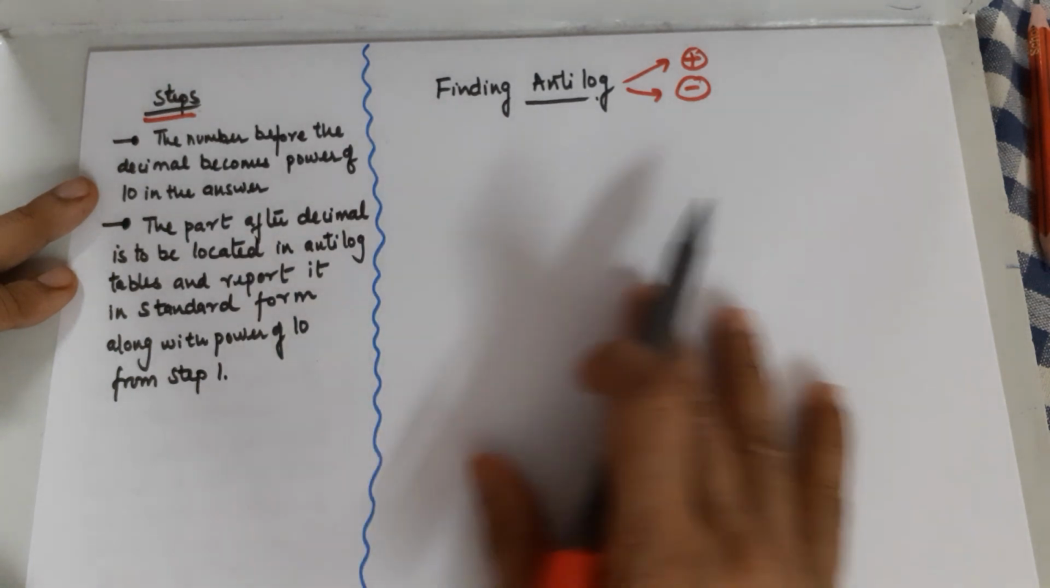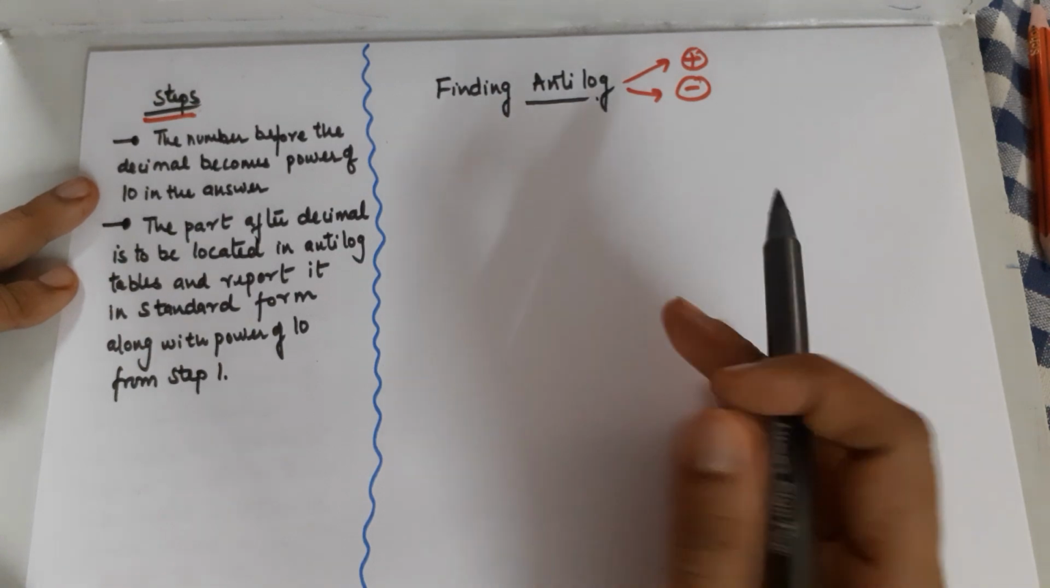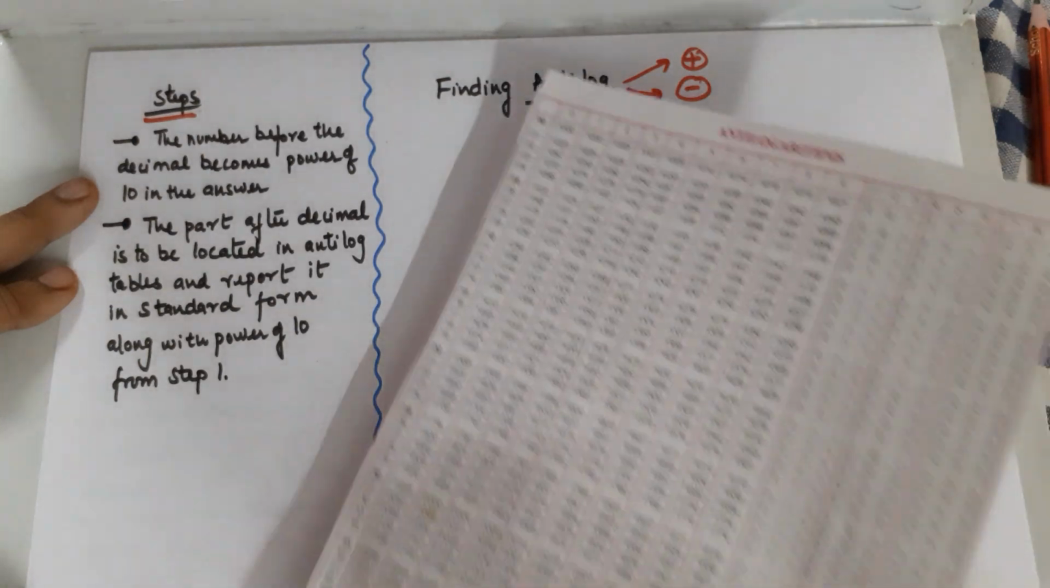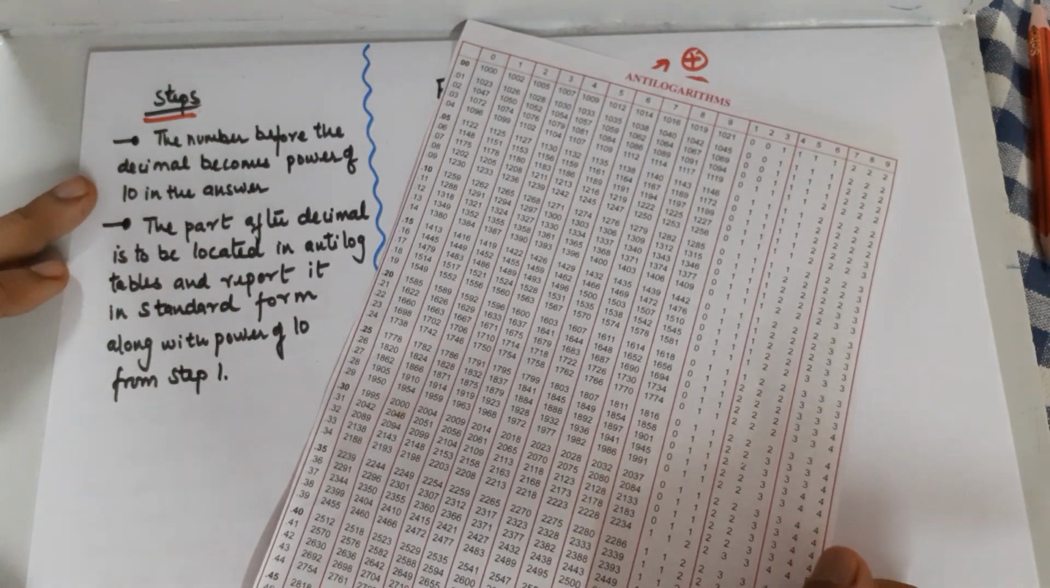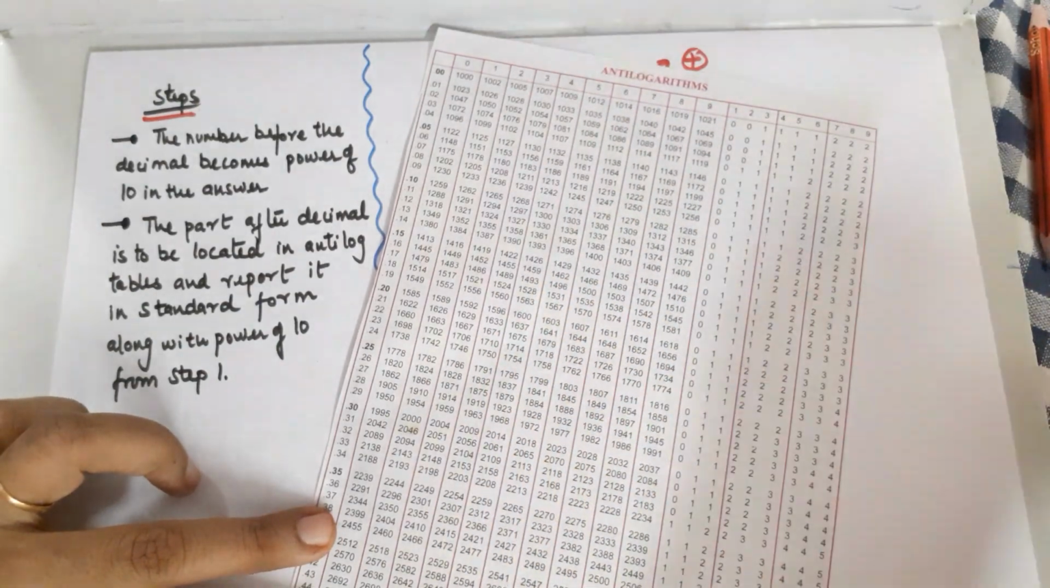Now before we actually go to the steps of antilog, you should understand what an antilog table looks like. So this is what an antilog table looks like. It is pretty similar to the log table. The only difference is it would be written as antilog on top.